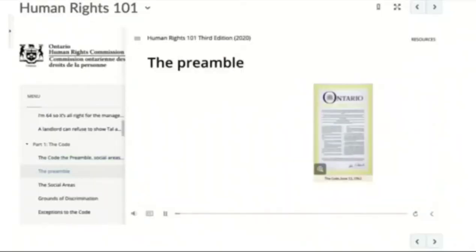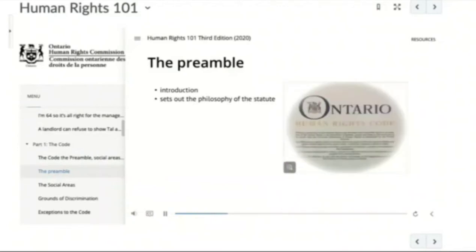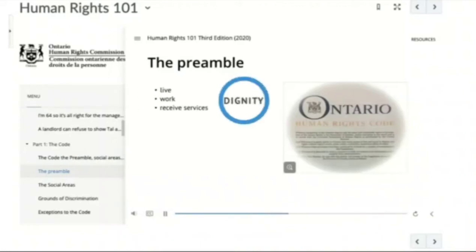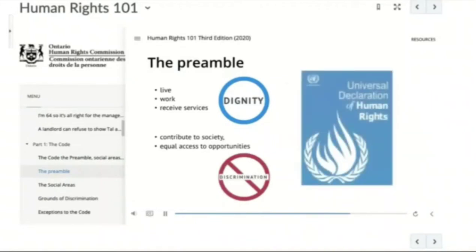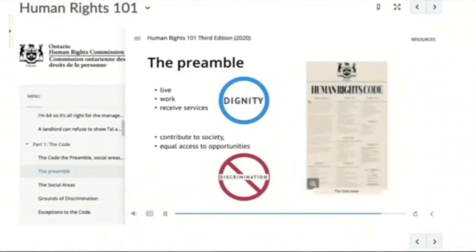The code opens with a preamble. This is an introduction that sets out the philosophy of the statute. The code's preamble states that it is public policy in Ontario that we can all live, work, and receive services with dignity, can contribute to society, and have equal access to opportunities without discrimination. The preamble also refers to the Universal Declaration of Human Rights, which reflects human rights values in Canada and around the world.